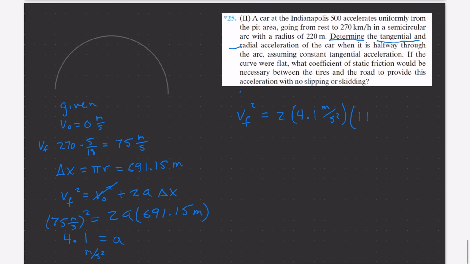I'm going to do 110 times pi. All right, so as you can see, we have everything here except for v final, and this is going to help us solve for v final. But why the 110 pi?